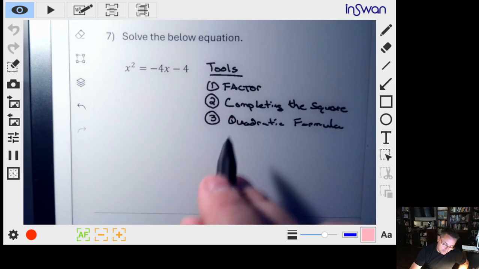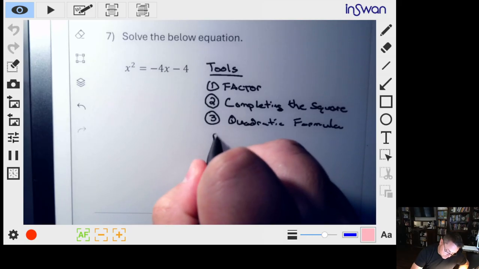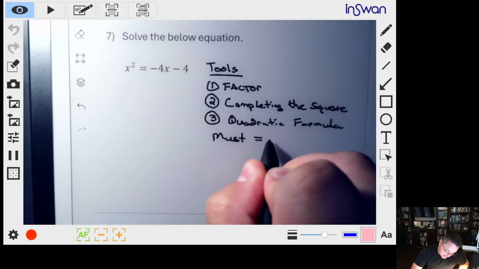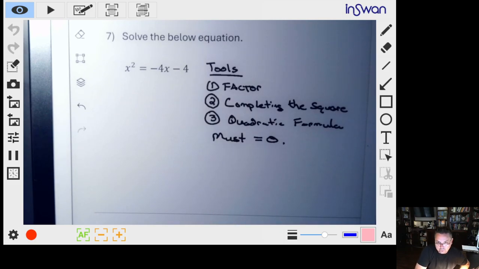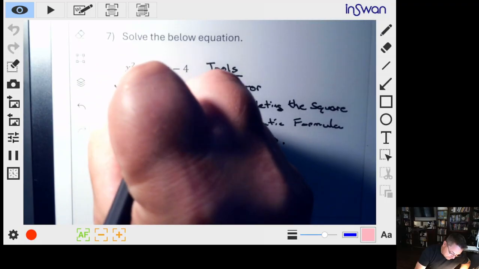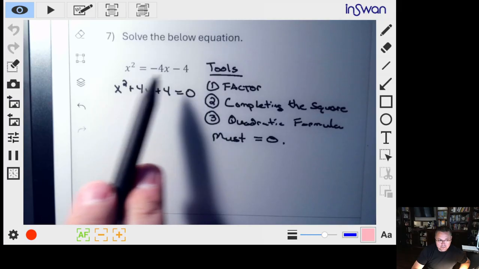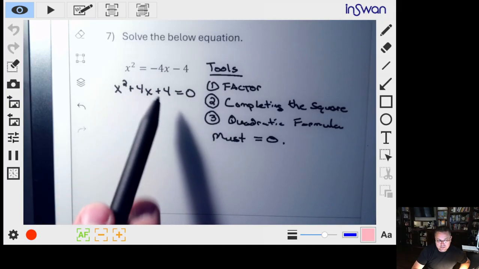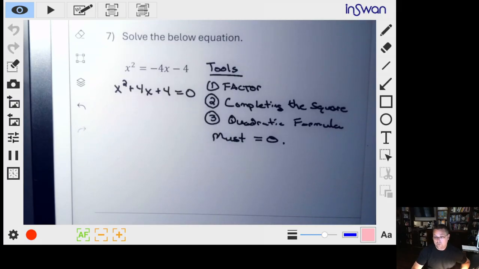So before we use any of these tools, you must have your equation equal to 0. So when we solve quadratics, we want them equal to 0. Linear equations are not that way. Linear equations, we just move things over and solve for x. But quadratics, a little bit different. So I'm going to move everything over to the left side. So I'm going to add 4x, and I'm going to add 4. And so when I do that to both sides, the left side becomes this. And then when I add those to the right side, well, there's nothing left on the right side, so I get 0. And that's what I want.